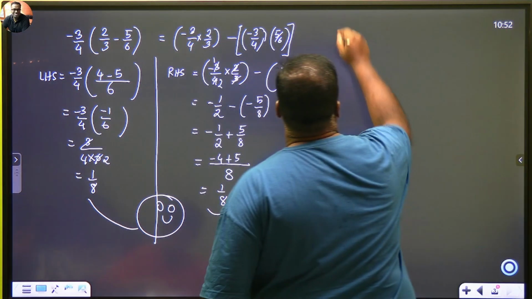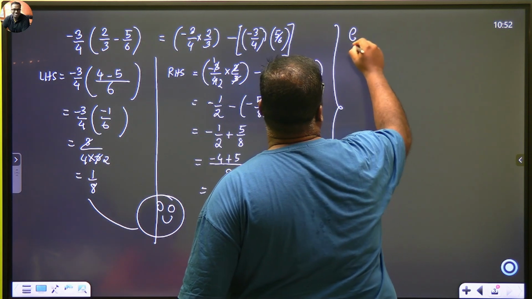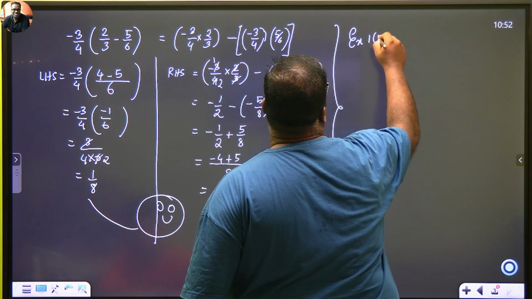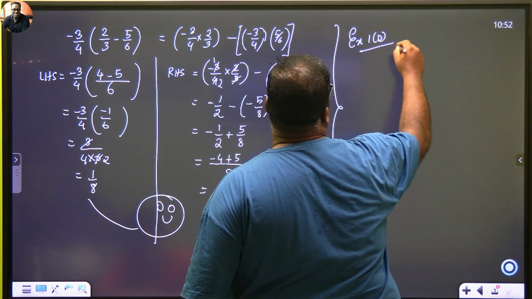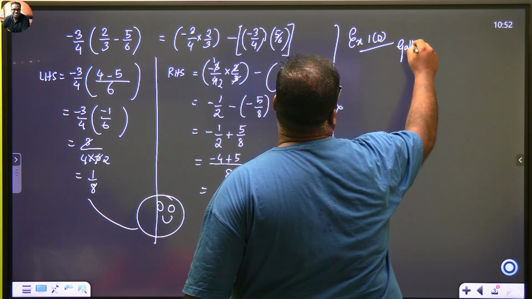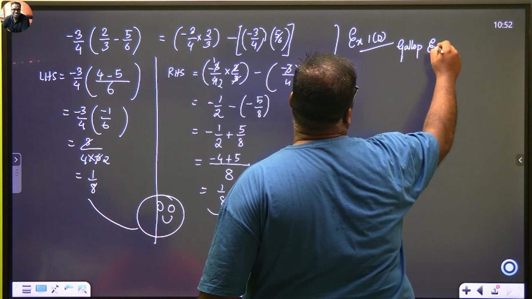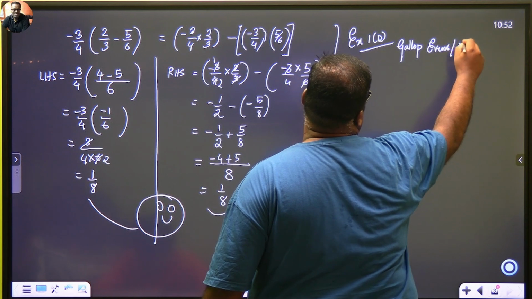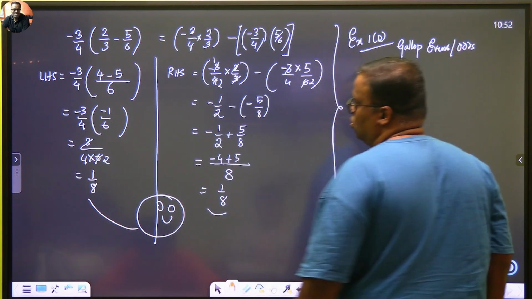चलो चलो बच्चा, ये बहुत दिन हो गया ये रैशनल नंबर लेके. Exercise 1D, and in exercise 1D we will gallop. Your wish, either you do the evens or you do the odds. Whichever you do not do goes for your homework.